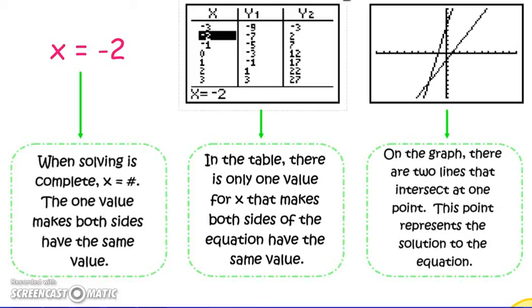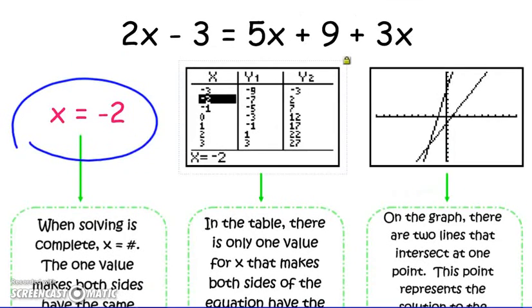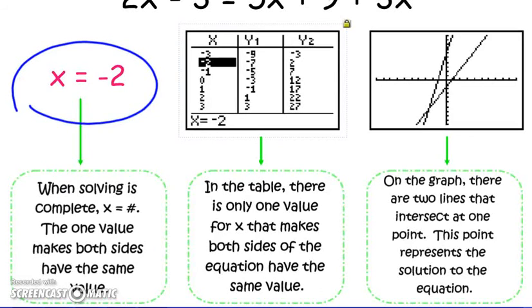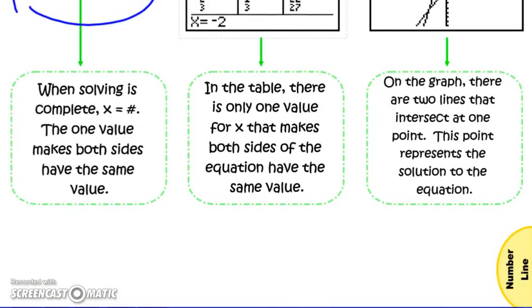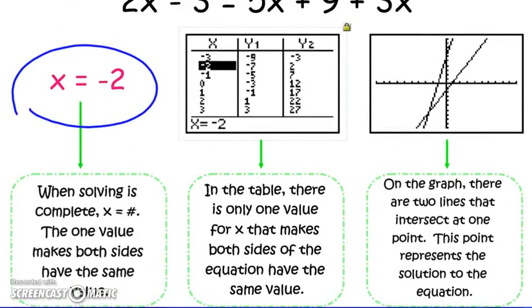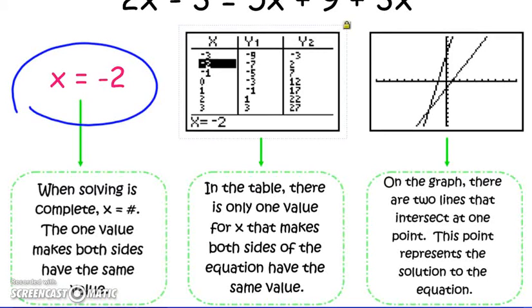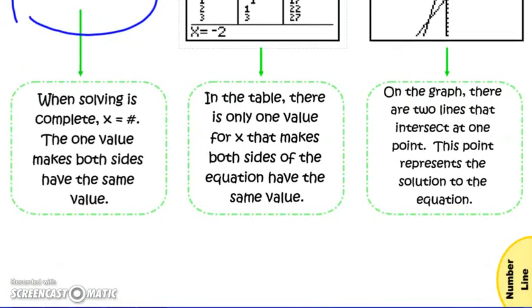So you need to write this underneath where it says, when solving is complete. You need to write this sentence: when solving is complete, x is equal to a number. The one value makes both sides have the same value. Don't worry about drawing the table. You don't need to, but you do need to write this sentence.